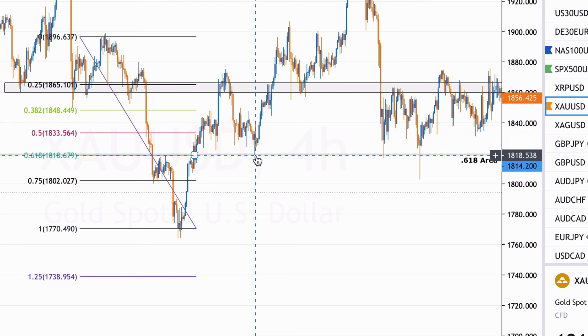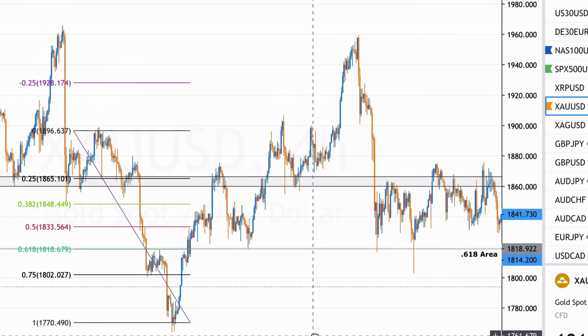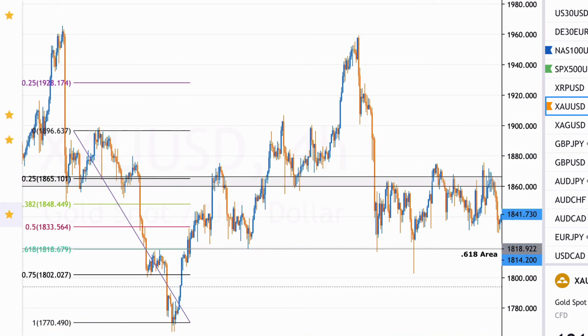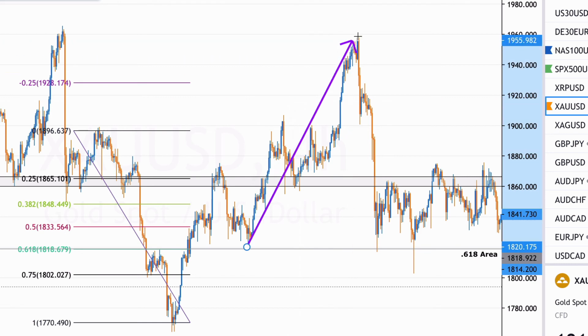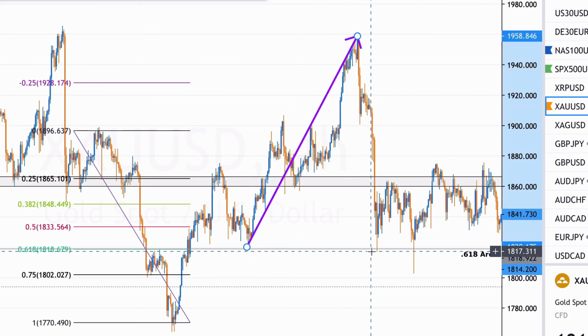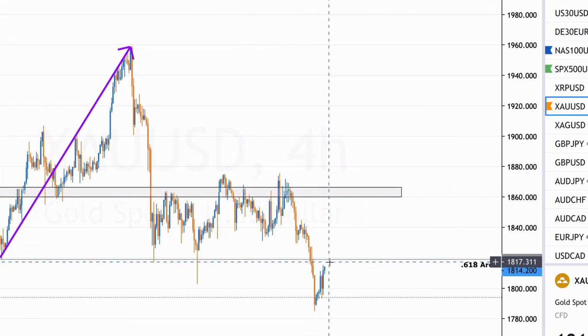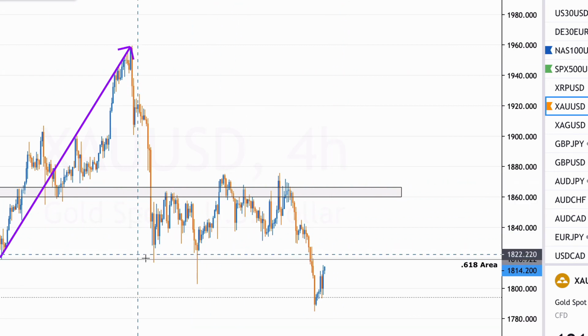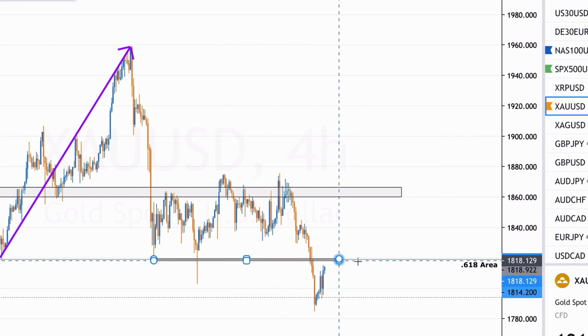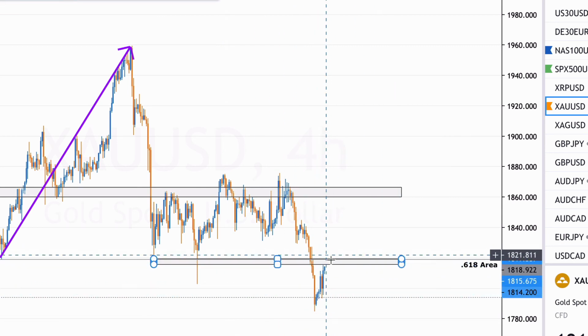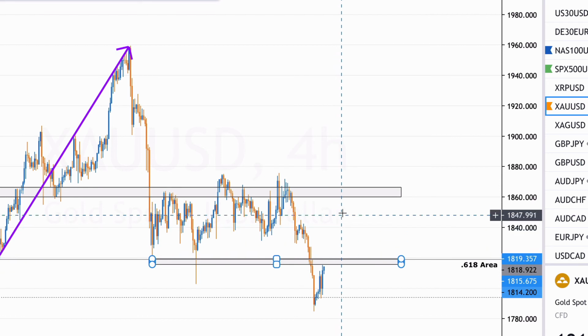Look where it comes back to. 618. Then it shoots off. It just bounces off of the 618. Then it drops. Look where it comes back to. 618. Bounce. 618, bounce. So here's the 618 again. Now I said you can buy it back, but let's be even more careful. Here's the 618 again. If it breaks above the 618, buy it all the way to this area.